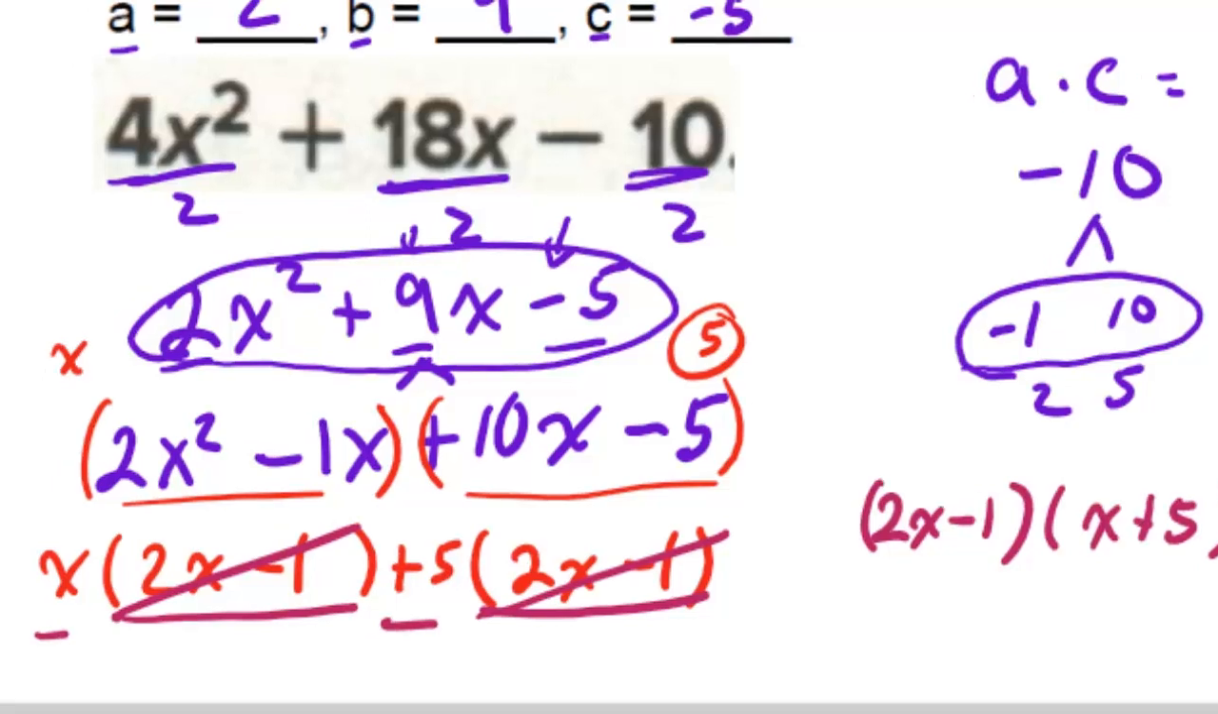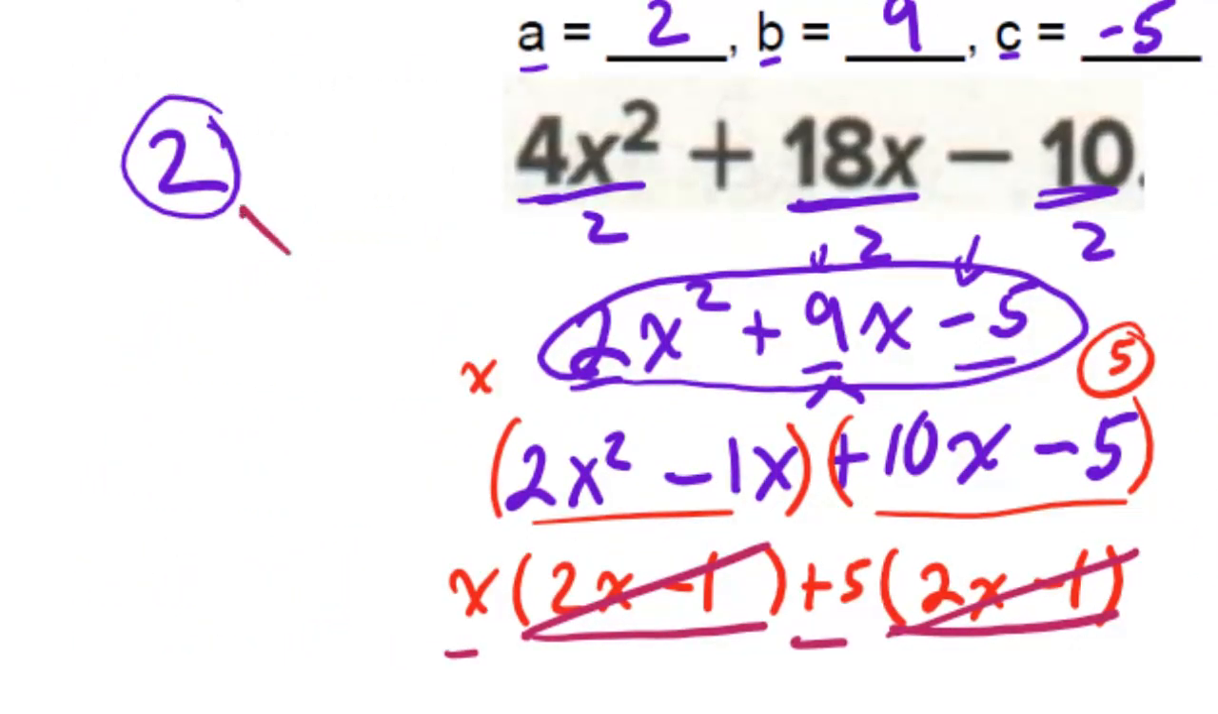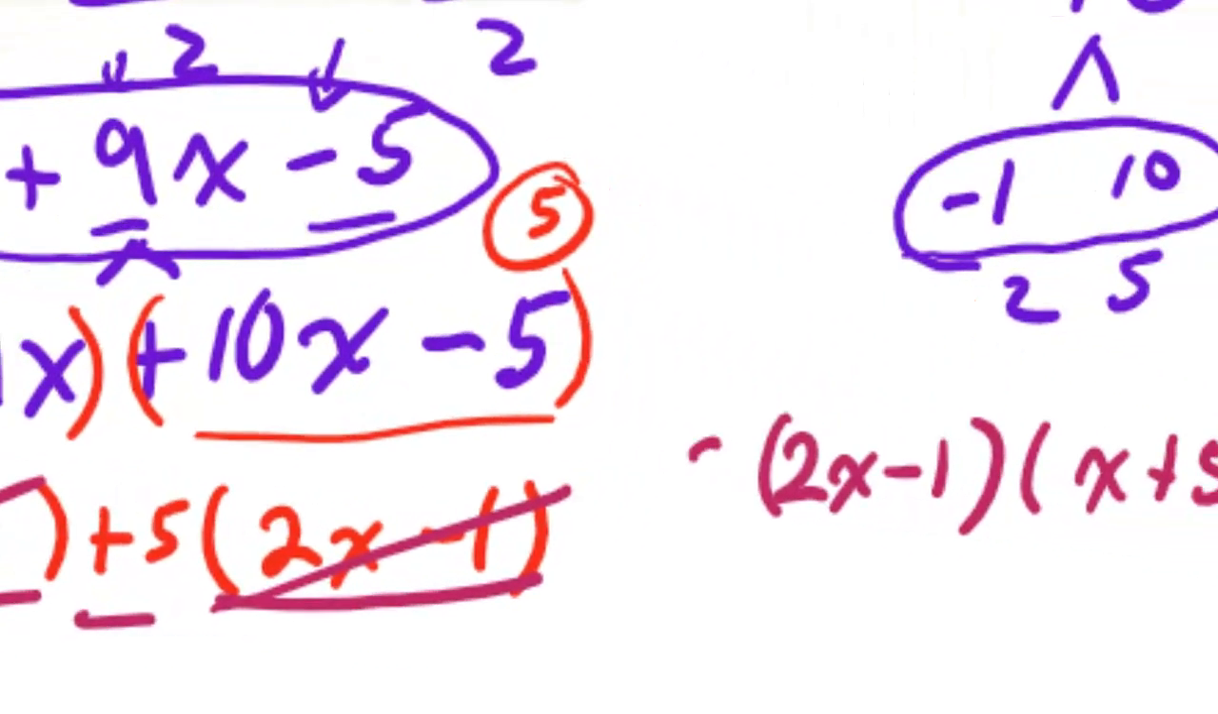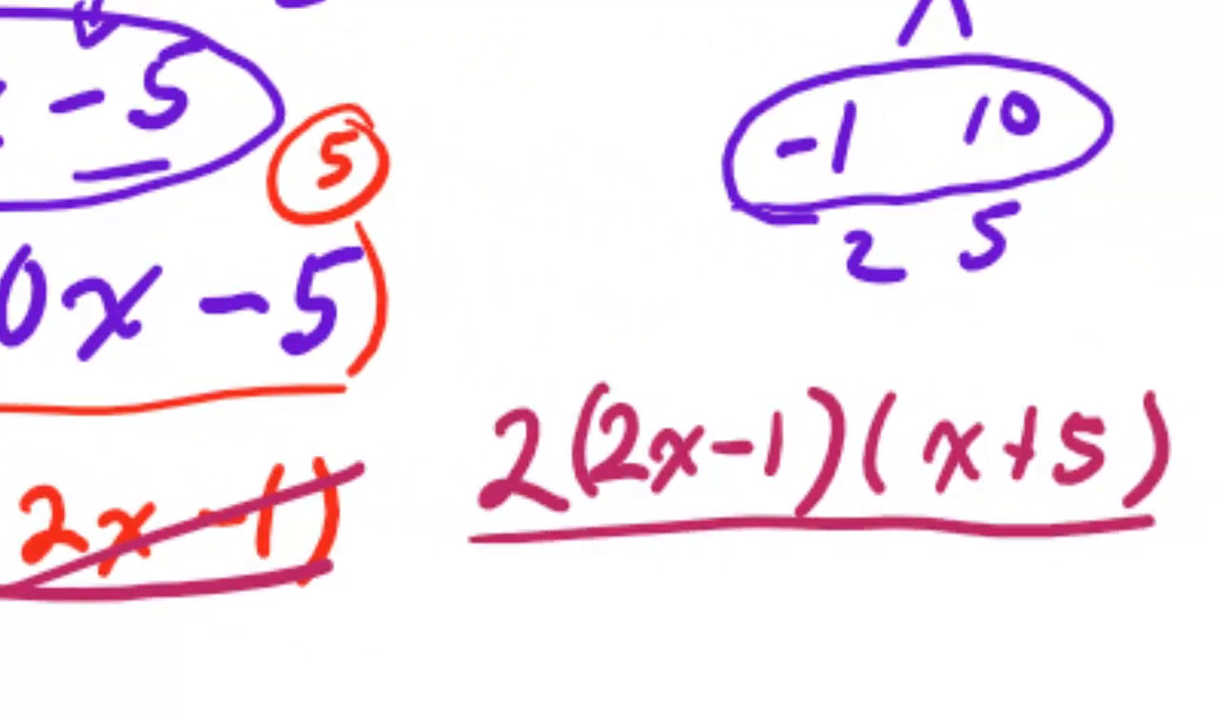And I'm almost done. Don't forget we had that 2 that was way out over here on the side. So I could bring that 2 down. And this right here ends up being my fully factored form. And if you ever want to be sure, multiply all that back together and you should get the original 4x squared plus 18x minus 10 again.